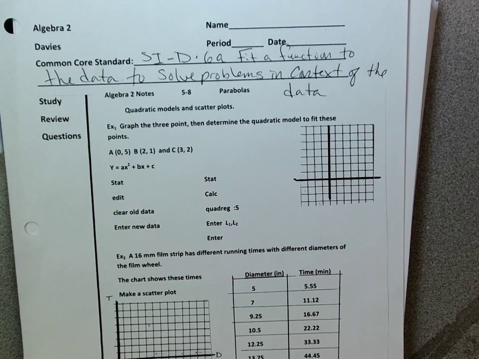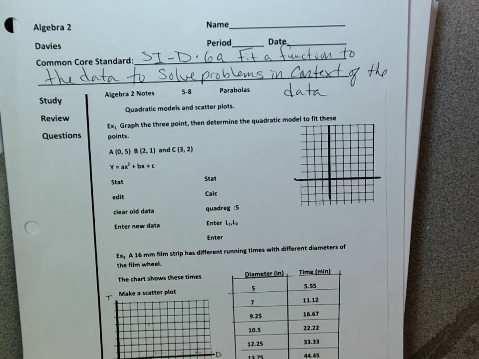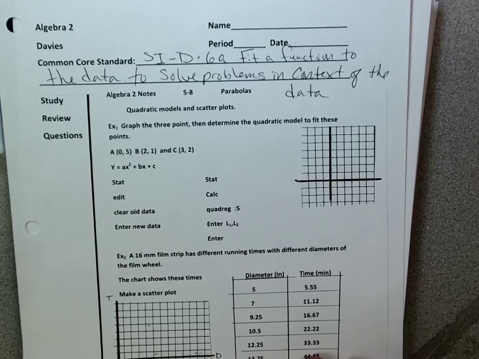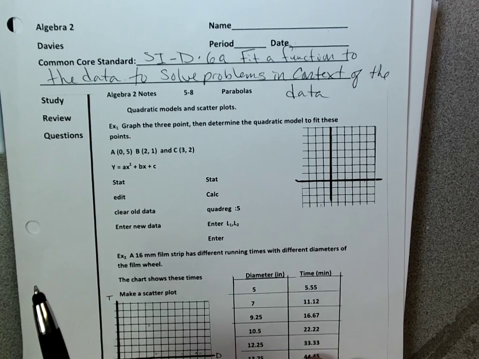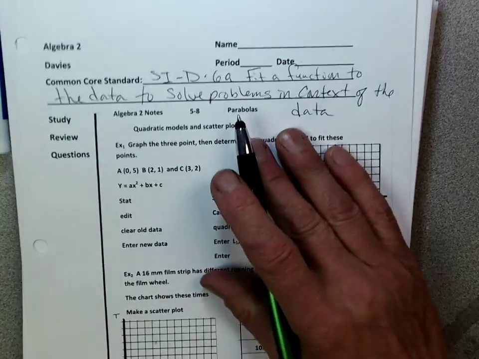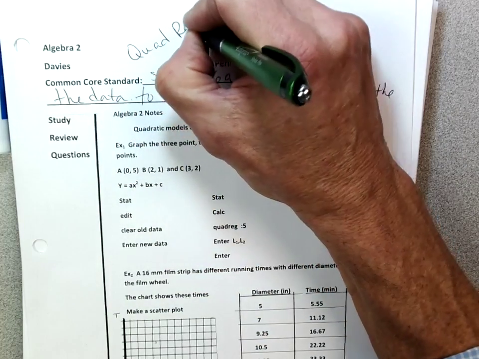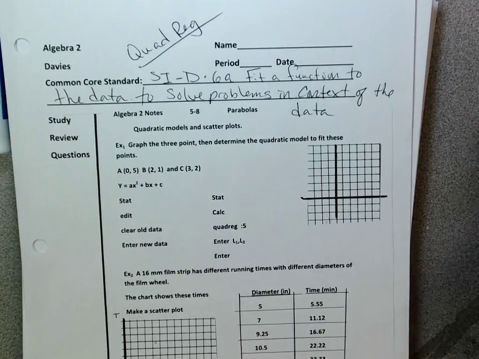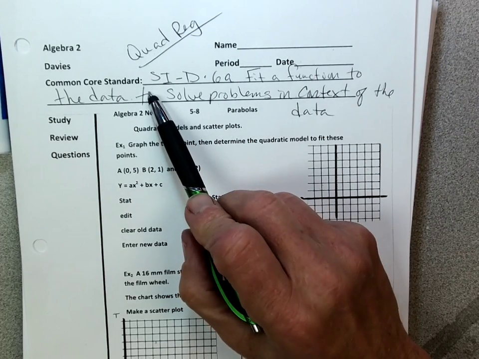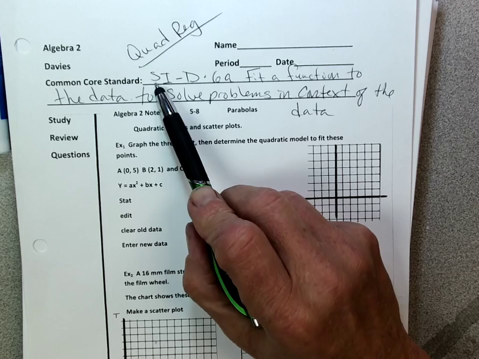Okay, so today we're going to talk about statistics and trying to fit a scatter plot into the equation. The difference was we were talking about linear regressions. Today we're just going to do quadratic regressions. So today we're going to be doing our quad reg. Okay, it is a common core. Okay, so it's statistics and interpreting statistics with data.